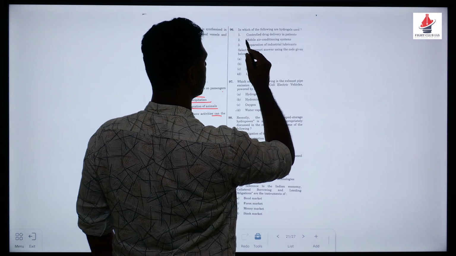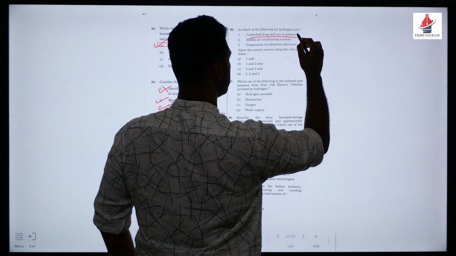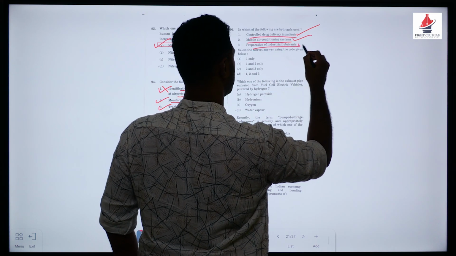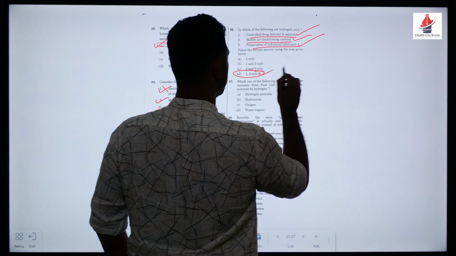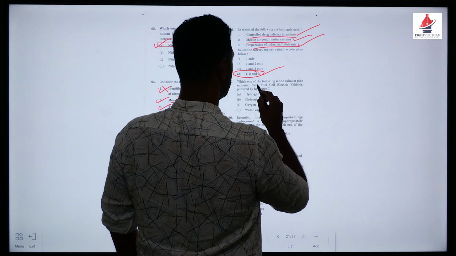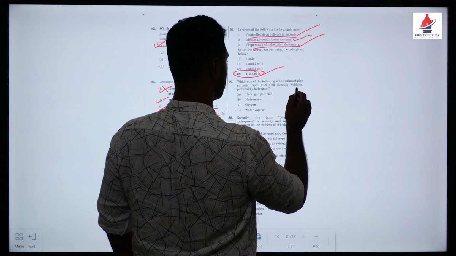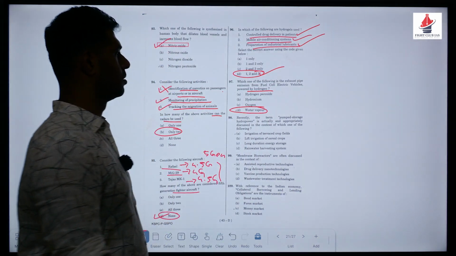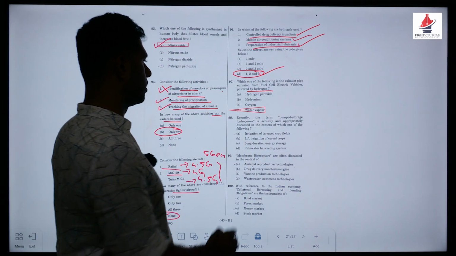96. In which of the following are hydrogels used? Controlled drug delivery in patients? Yes. Mobile air conditioning systems? Yes. Preparation of industrial lubricants? Yes. It is 1, 2 and 3. Right? 97. Which one of the following is the exhaust pipe emission from fuel cell electric vehicles powered by hydrogen? Water vapor. Right? It is water vapor.